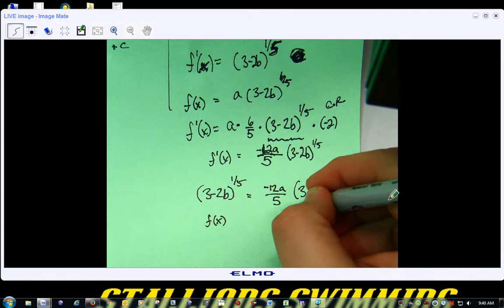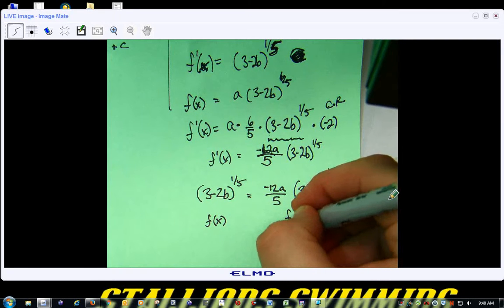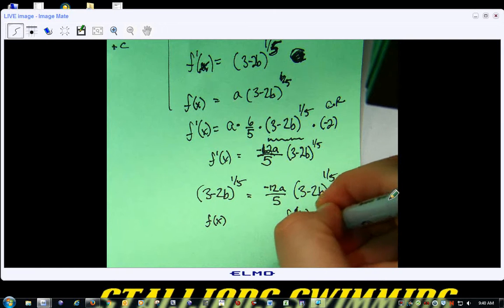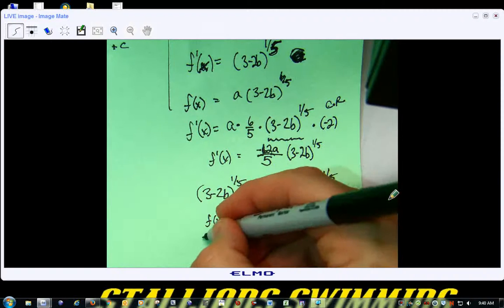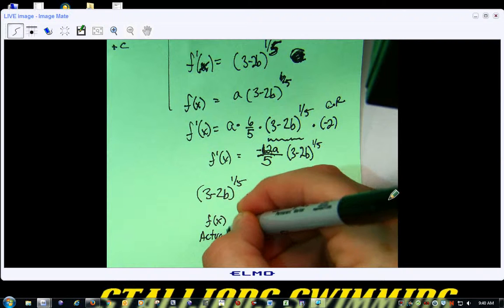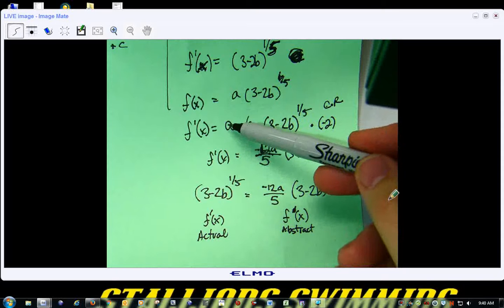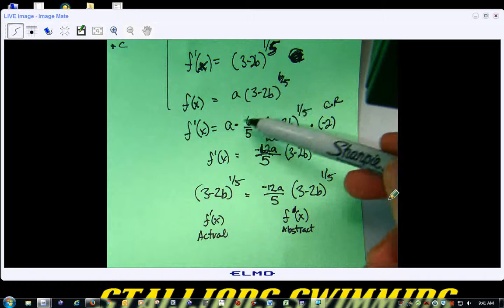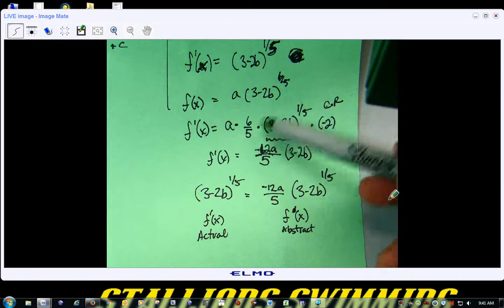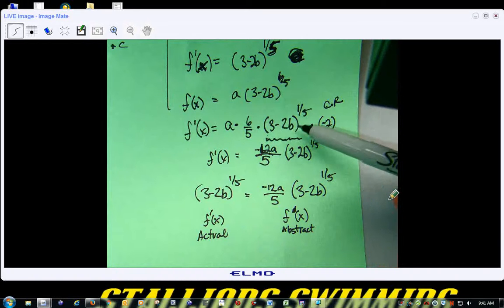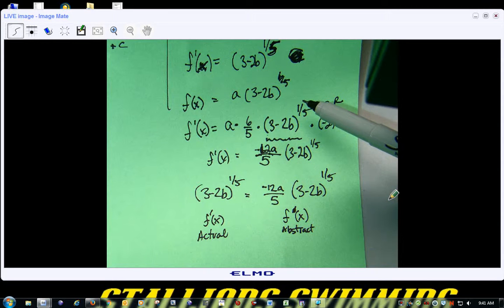When you went from f of x to f prime of x, up top, you went a times 6/5, okay, and then you went times 3 minus 2b to the 1/5. Wouldn't it be to the 11/5? Because if you add 1... But we're taking a derivative. Yeah, I know. What's the derivative of x squared? Oh, you minus 1. I got you. I was confused about that.